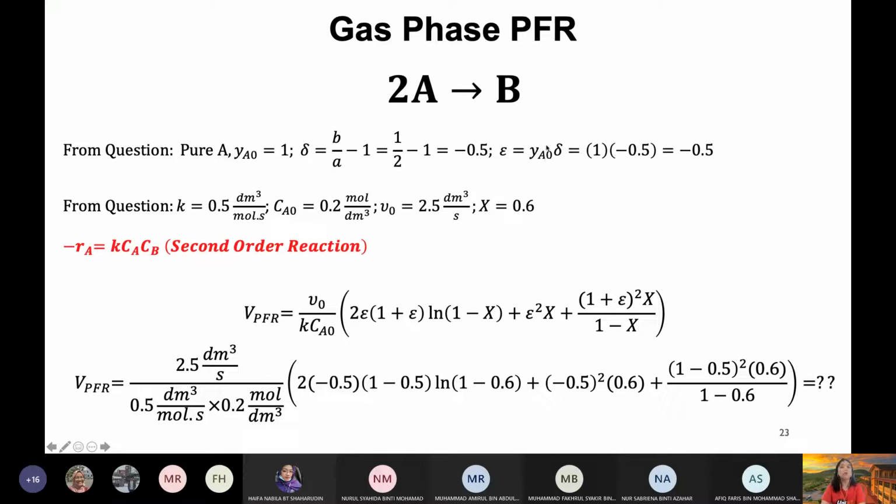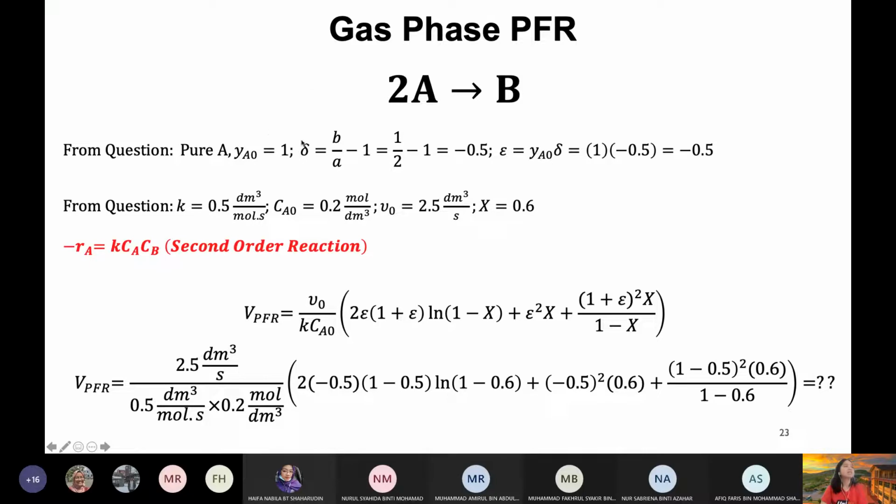Apa tu YA0? YA0 is the initial mole fraction of A. Okay, so dalam kes soalan ni dia kata pure A initially means pada waktu asal dalam reaktor kamu initially is just A only. So YA0 is 1. Okay, done. What about sigma?